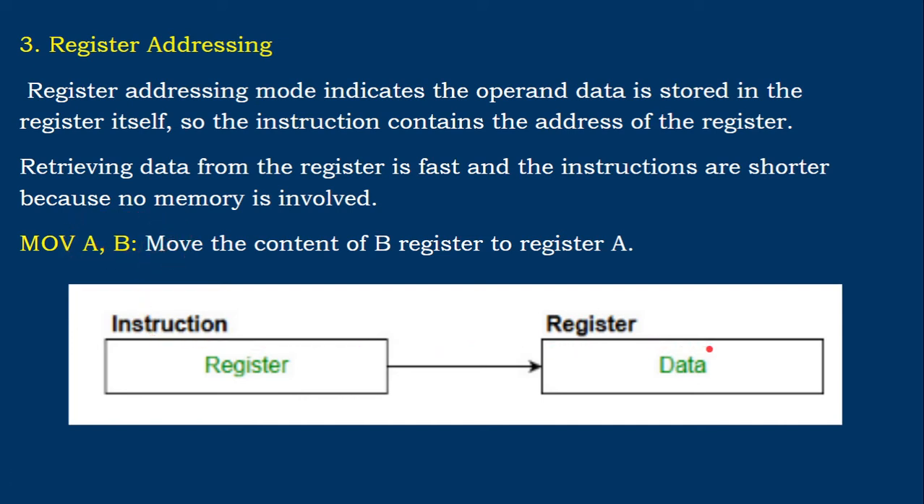This is a diagram to specify it. The instruction is to move, and the register contains the data. For example, if B contains 5, that 5 should be moved to the accumulator. Instead of directly saying 5 in the immediate mode, or some memory location in the direct mode, this uses the register address. The name of the register is B. So B contains some data, and that data has to be moved to the accumulator.